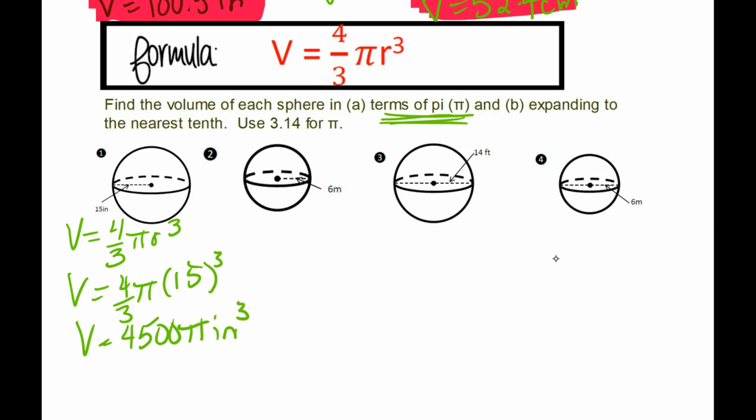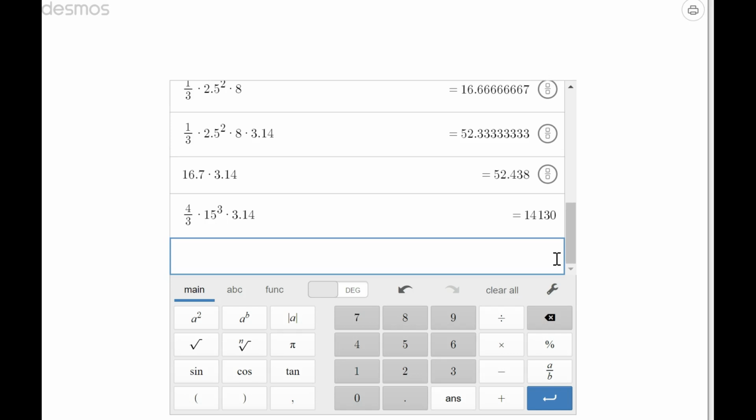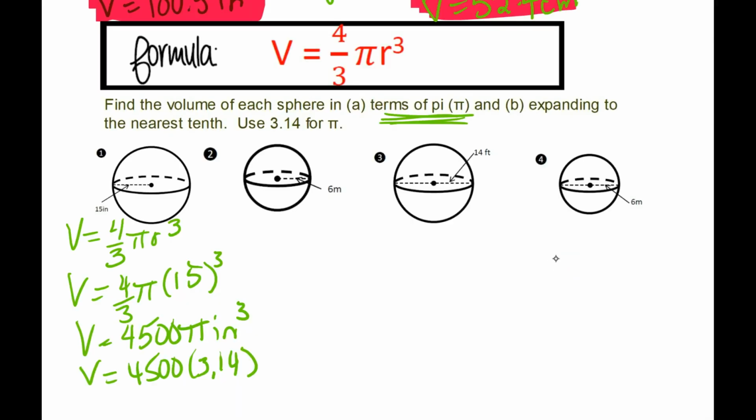Units: inches cubed. Now we're going to take 4,500 multiplied by 3.14, and we get 14,130 inches cubed.